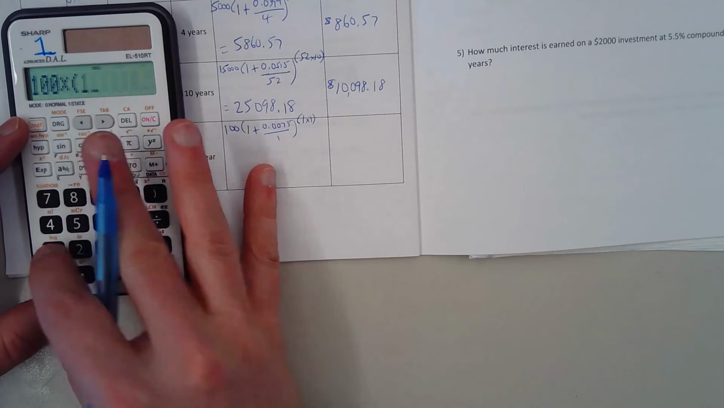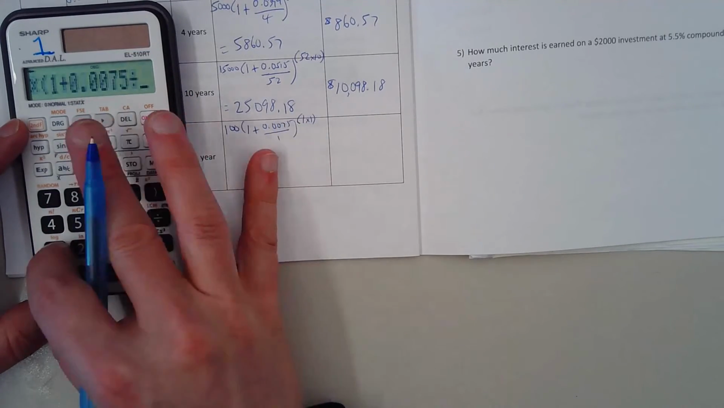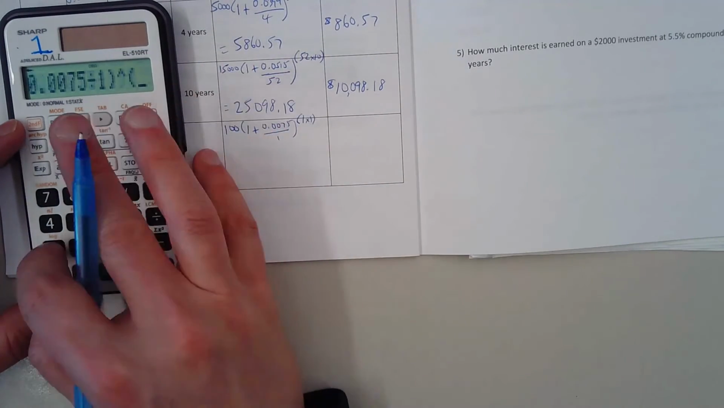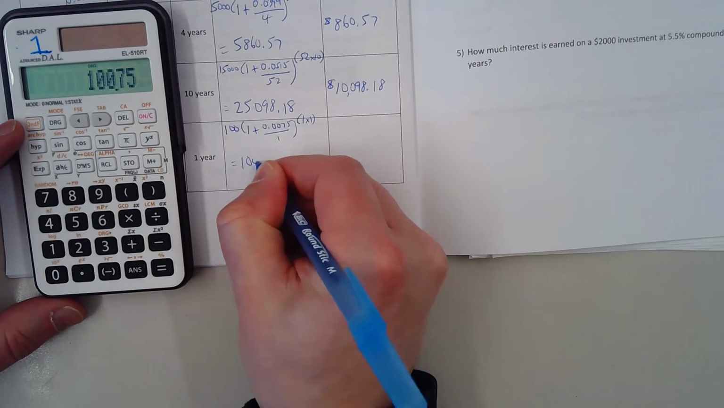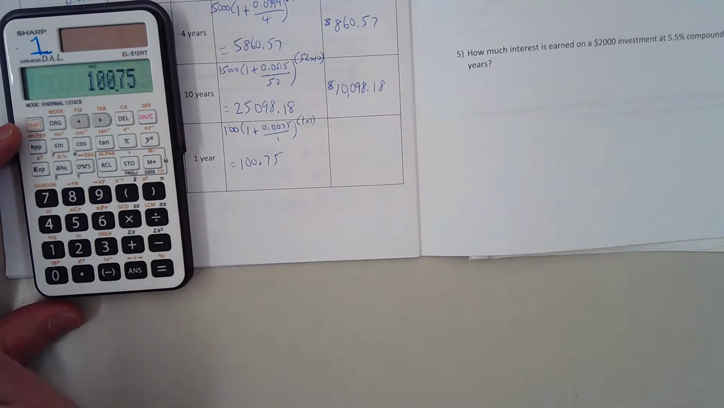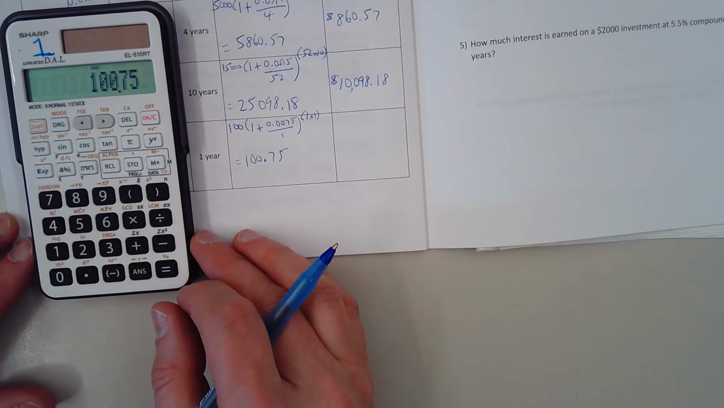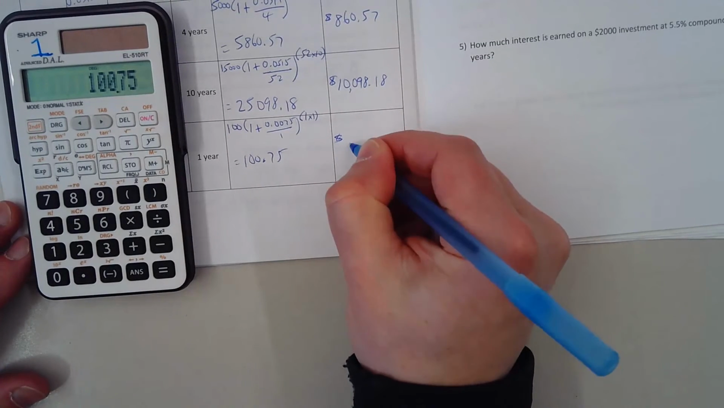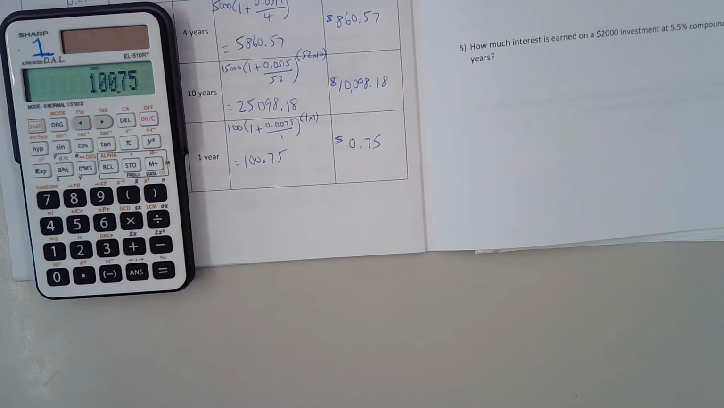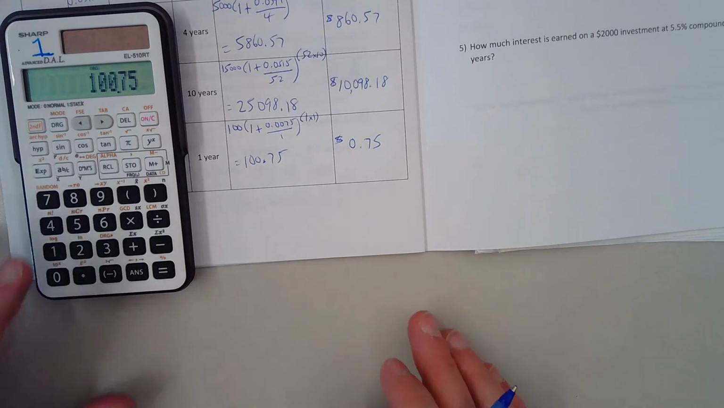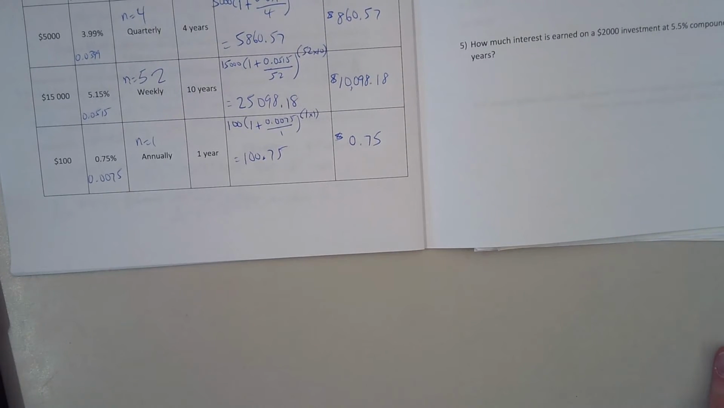100 times 1 plus 0.0075 over 1 to the exponent of 1 times 1. And I get $100.75. It's earned a whopping 75 cents in interest, sitting in there for a year. So how much interest was earned? Well, 75 cents. Not a heck of a lot. Anybody else get 75 for that one? Yeah.